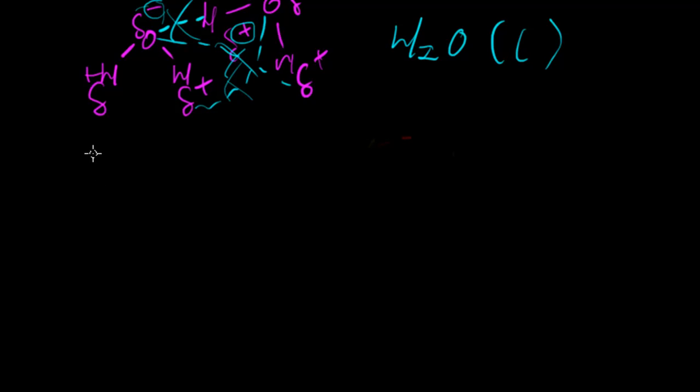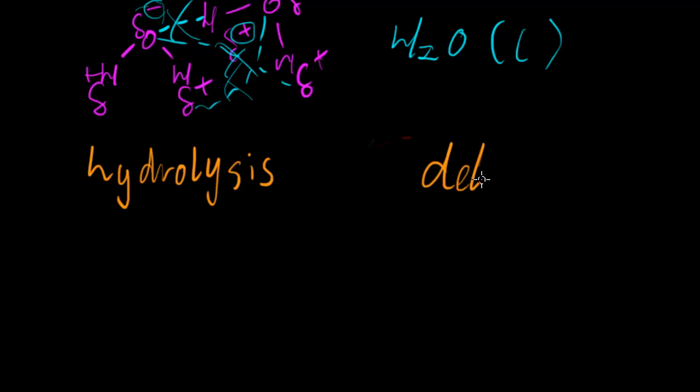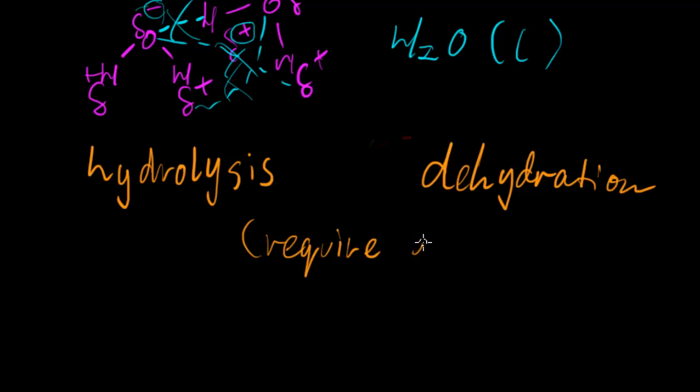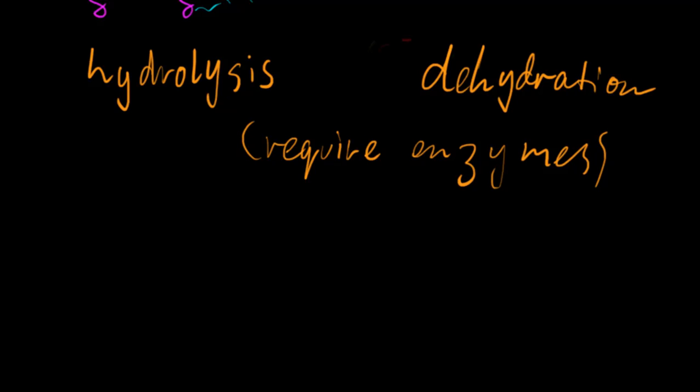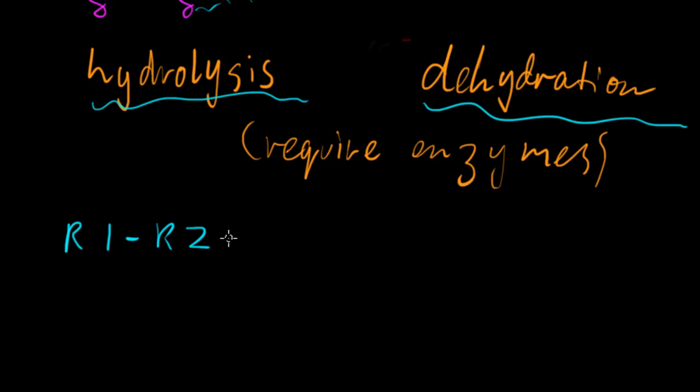Also, hydrolysis and dehydration are two reactions which usually require enzymes. We'll talk about enzymes in later videos, but they basically just catalyze reactions. That is, they are required for a reaction to take place, and basically what hydrolysis and dehydration can do is help break down or build up large molecules, for example proteins. Generally we see it as something like this.